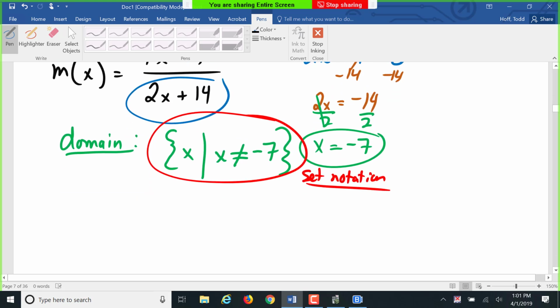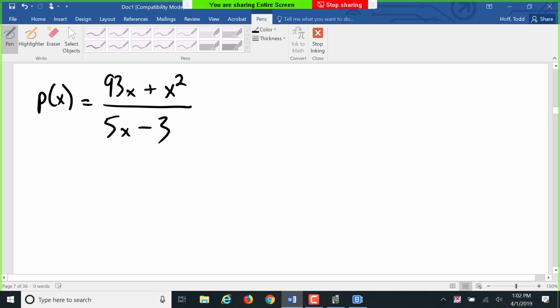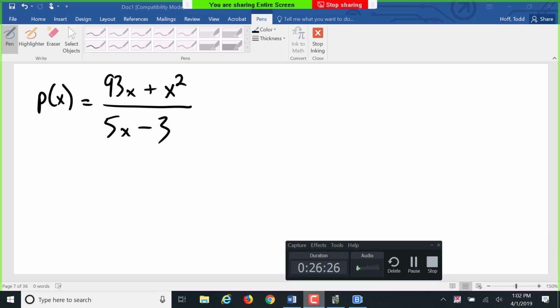So for this next function, find the domain of this function for me. P of x equals (93x plus x squared) over (5x minus 3). I'll give you a half minute or so to find that.